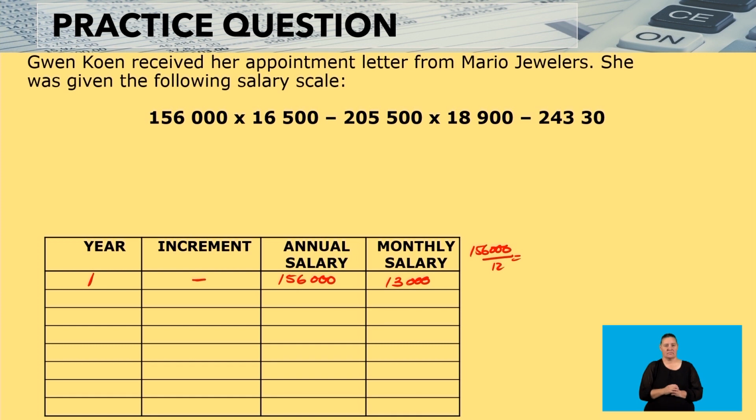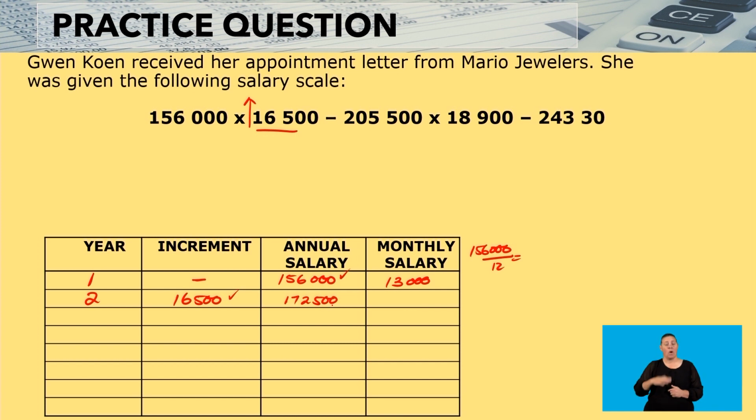In the following year now, which is year two, there will be an increase, and the increase is 16,500 for the year. So the increase here is 16,500. That is going to change her annual salary in this case. She will now say 156,000 plus the 16,500. That is going to give you 172,500.